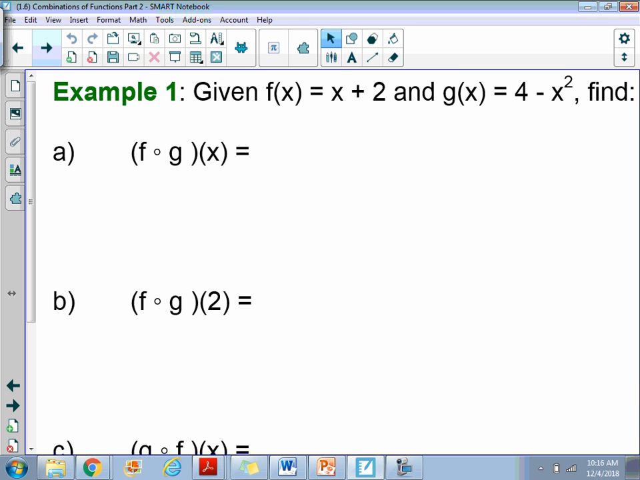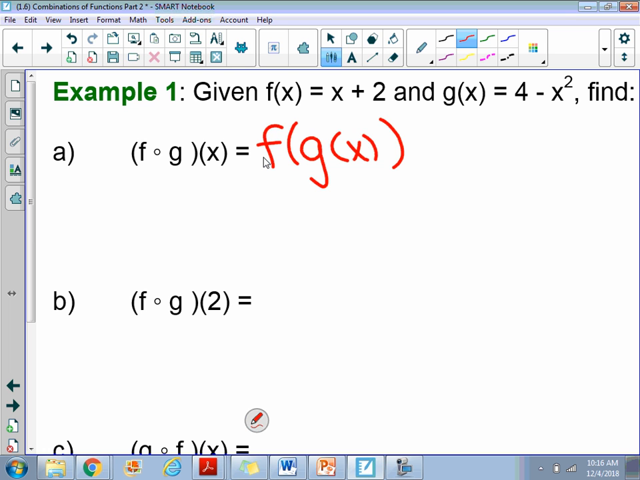All right, the first one, F of G of X. I'm giving you two different functions. I could rewrite this as F of G of X. I like to see which one's in the middle. So really what I want to do is find F of my G function. My G function is 4 minus X squared. So all I'm doing is replacing my G of X with what it is. When I see it like that, that means that is what I'm plugging into F.